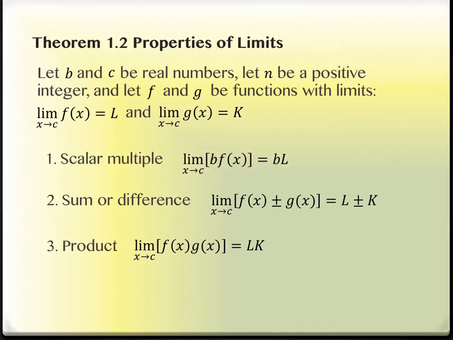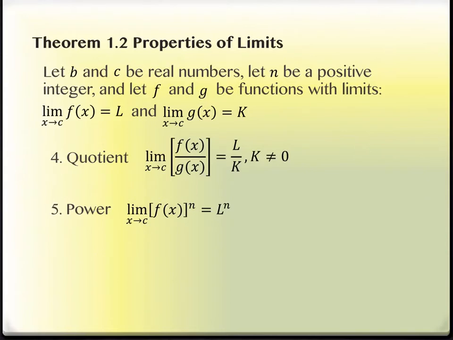The next two are a little different. The next two talk about what happens when we have a quotient. So the quotient is very similar to the product. It's what you would think would happen, but it has the extra layer that you can't have the denominator be 0, right? So the limit as x approaches c of the denominator g of x cannot approach 0 because I'd be dividing by 0. The last one, the power one, tells us that the limit as x approaches c of f of x to the n is L to the power of n. Okay, everything good so far? All right.